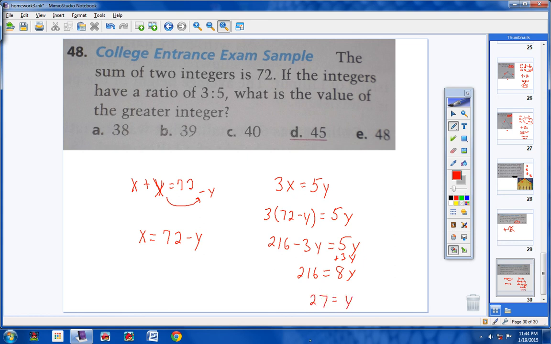27 equals y, okay? Now, let's come back over here, guys. Remember my original equation was x plus y equals 72. Now, if y is 27, what would x have to be? 45. How do I know that? Because 45 plus 27 equals 72. Just take 72 and subtract 27, and you'll get 45. So, if y is 27, x has to be 45, because 45 plus 27 is 72. Now, what is the value of the greater integer? Well, what's greater, 45 or 27? 45. So the greater integer is 45.